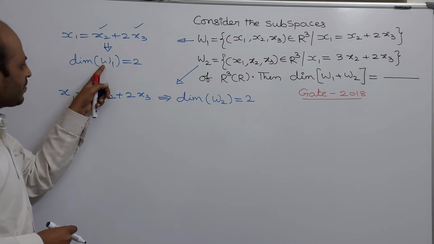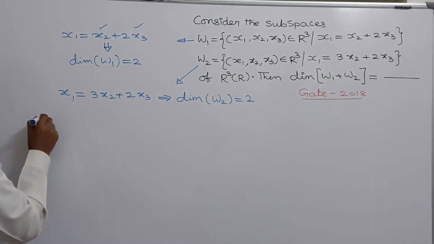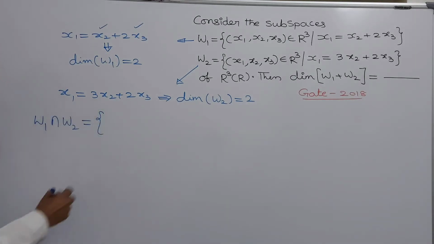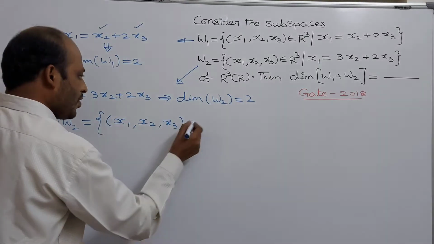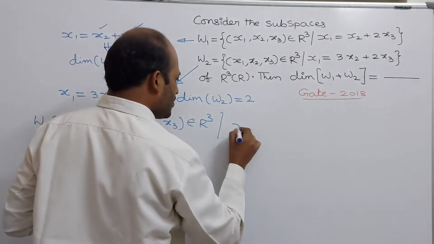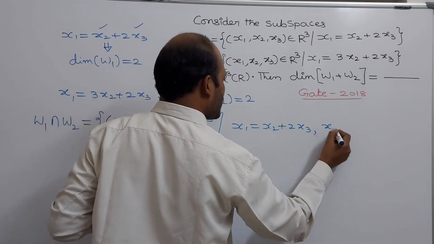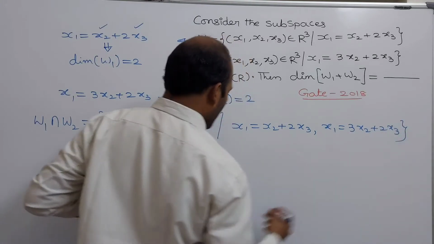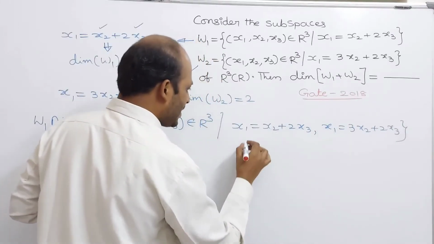Now we know dimension of W1 and dimension of W2. You have to find W1 intersection W2 also. W1 intersection W2 means the set of all triads (x1, x2, x3) which belongs to R cube and which satisfies both the conditions x1 = x2 + 2x3 and x1 = 3x2 + 2x3. From this definition we conclude that these two terms coincide.